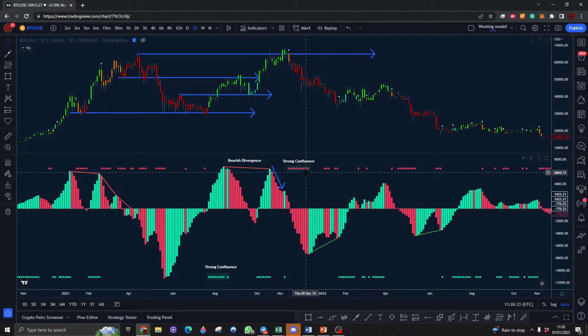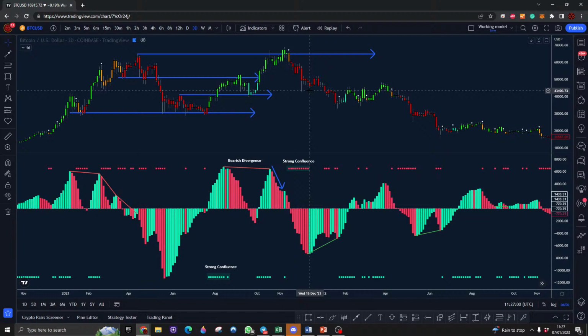Now sometimes things can remain bearish, but the confluence goes away. In that sort of situation, to me, it's just saying that the trend has weakened. So it's not necessarily a reason to exit the trade, but it's certainly telling you that it's not as strong as it once was.